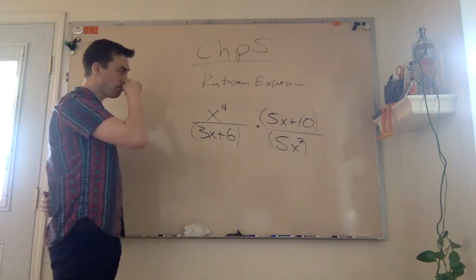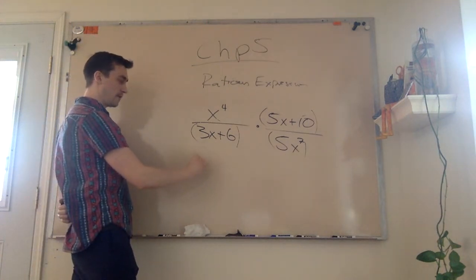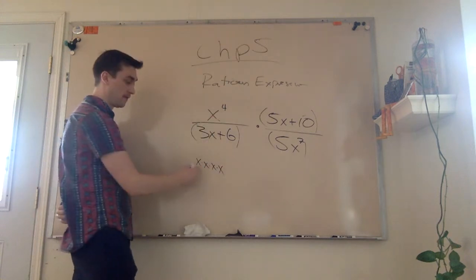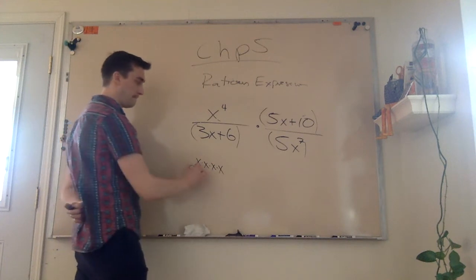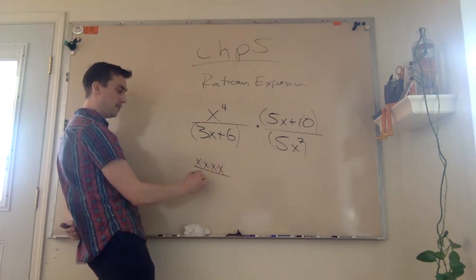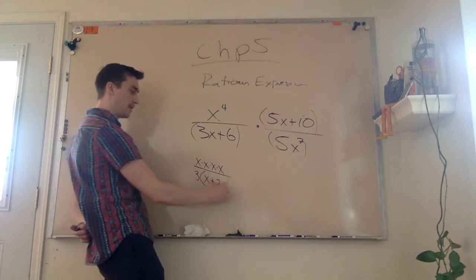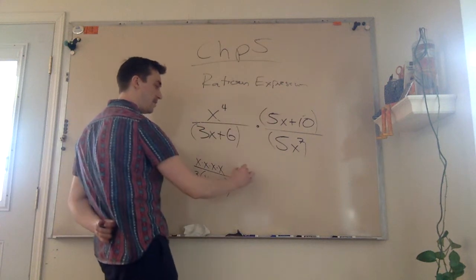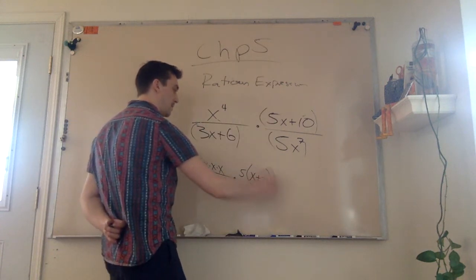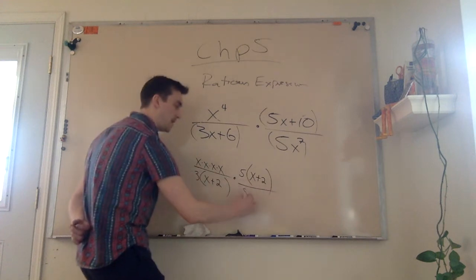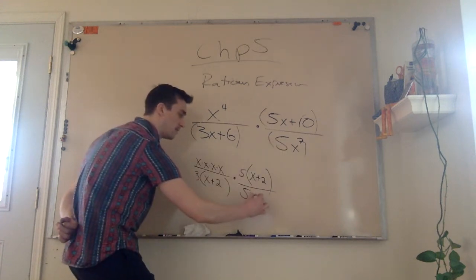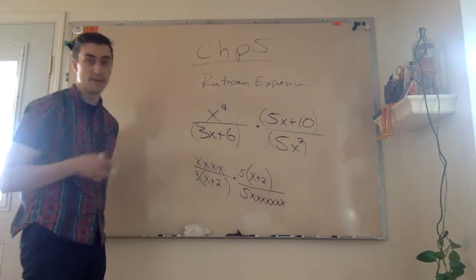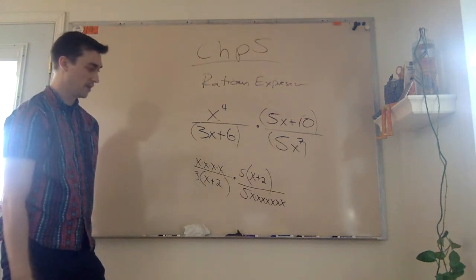Right, so here's what I would do. I would write x^4 as x times x times x times x. So I'm factoring x^4 into 4 x's multiplied together. 3x plus 6, you can pull a 3 out and write it as 3 times x plus 2. 5x plus 10, you can pull a 5 out and write it as 5 times x plus 2. And then 5x^7 can be 5 times 1, 2, 3, 4, 5, 6, 7. So I'm writing out x^7 as x, 7 times.